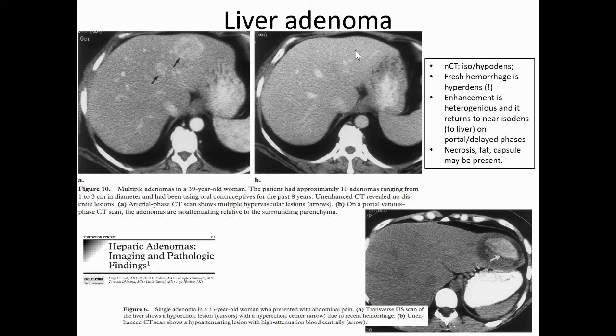These are benign lesions. However, if there is hemorrhage within the lesion, then on the non-enhanced series, this is the bottom right image, the arrow is pointing to a hyperdense area, which is blood within the lesion. That's not good.